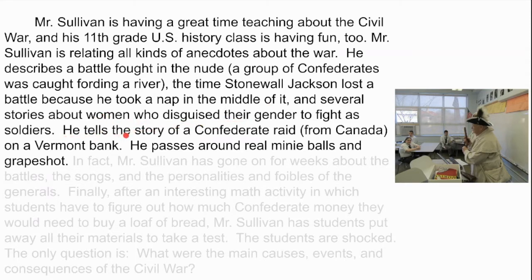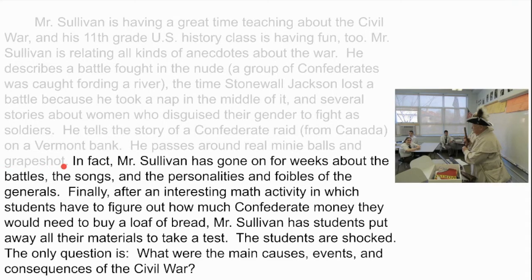He tells a story of a Confederate raid from Canada on a Vermont bank. He passes around real mini balls and grape shot. Those are a type of ammo, by the way. In fact, Mr. Sullivan has gone on for weeks about the battles, the songs, the personalities, and the foibles of generals. Finally, after an interesting math activity in which students have to figure out how much Confederate money they would need to buy a loaf of bread, Mr. Sullivan has his students put away all the materials to take a test.